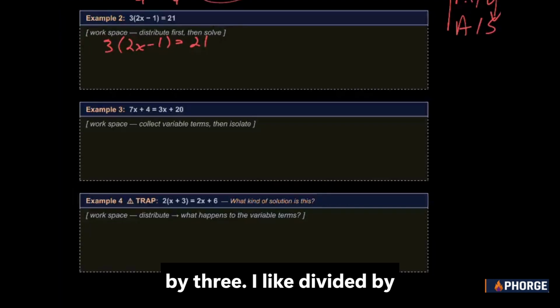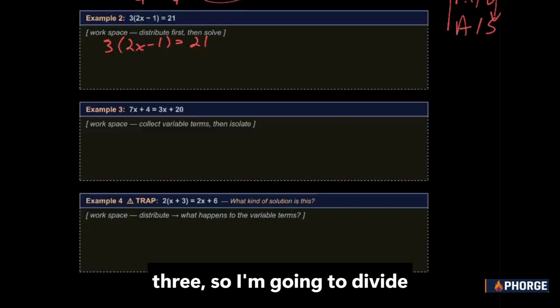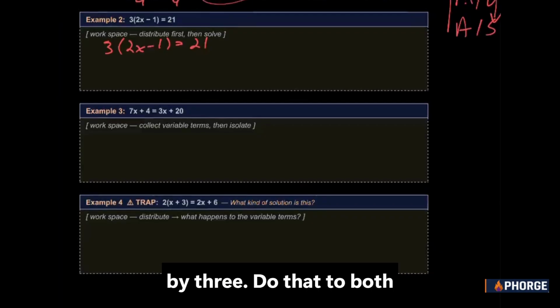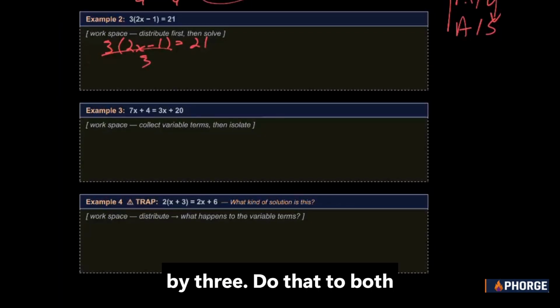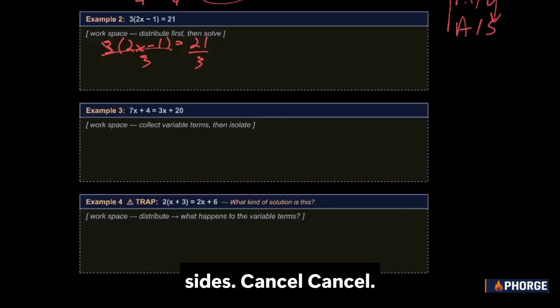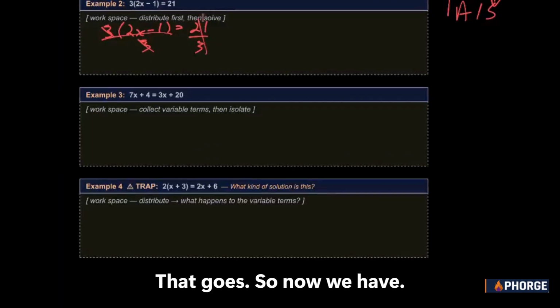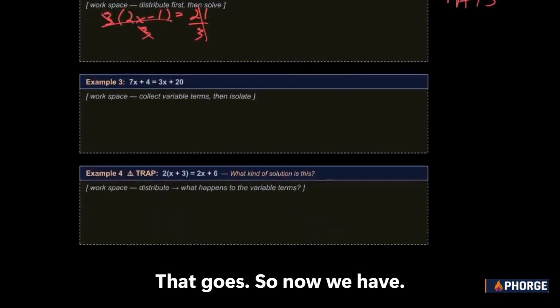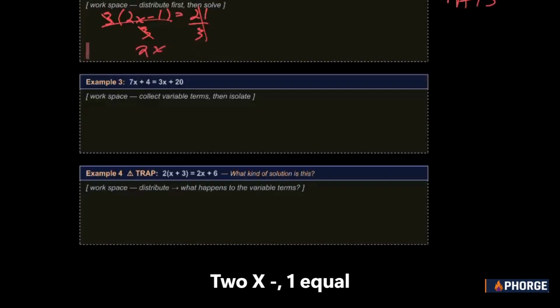So we can either distribute first or we can just divide by 3. I like dividing by 3, so I'm going to divide by 3. Do that to both sides. Cancel, cancel. That goes. So now we have 2x minus 1 equal to 7.